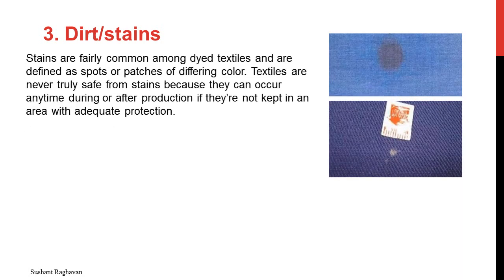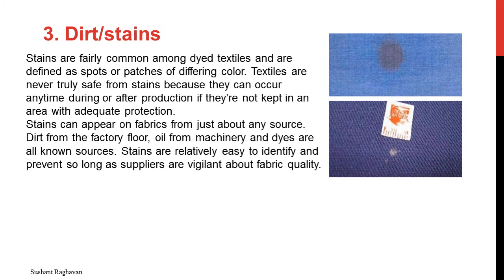Dirt or stains. Stains are fairly common among dyed textiles and are defined as spots or patches of differing color. Textiles are never truly safe from stains because they can occur anytime during or after production if they are not kept in an area with adequate protection. Stains can appear on fabrics from just about any source. Dirt from the factory floor, oil from machinery, and dyes are all known sources. Stains are relatively easy to identify and prevent so long as suppliers are vigilant about fabric quality.